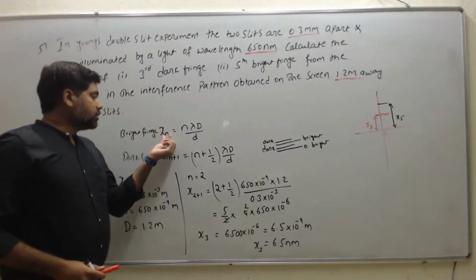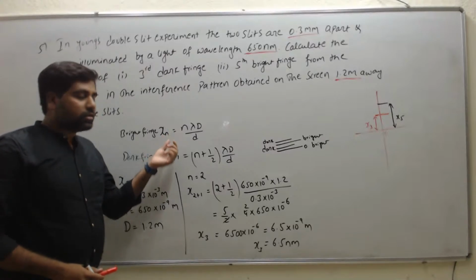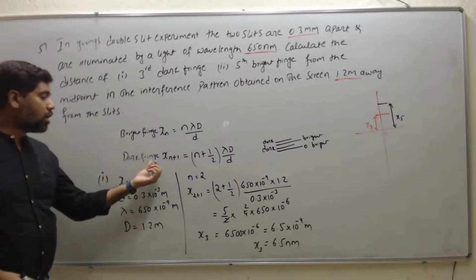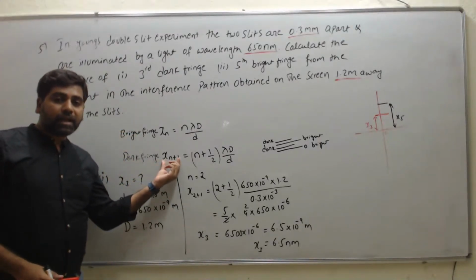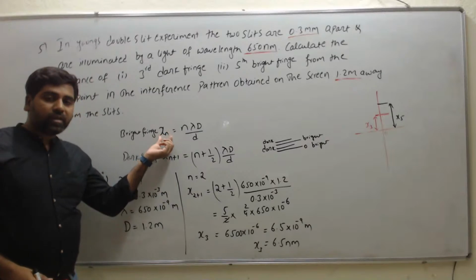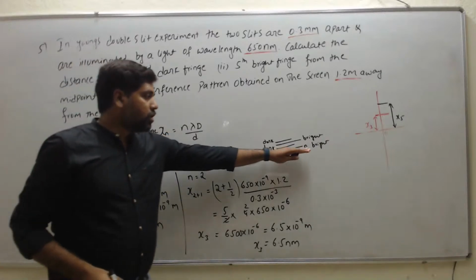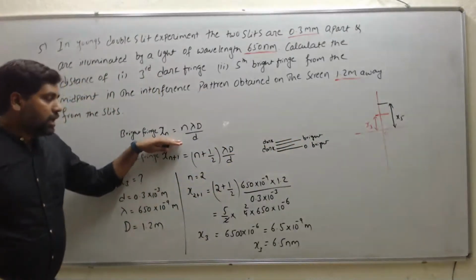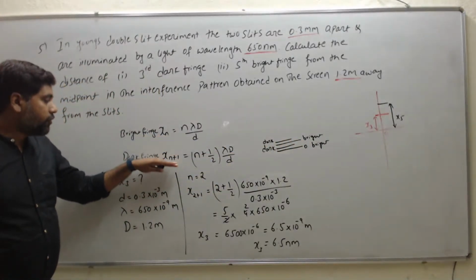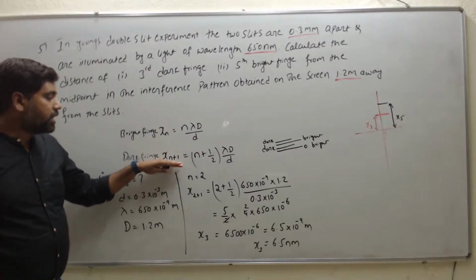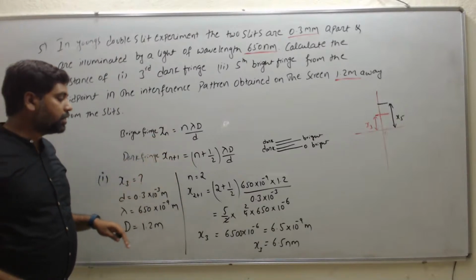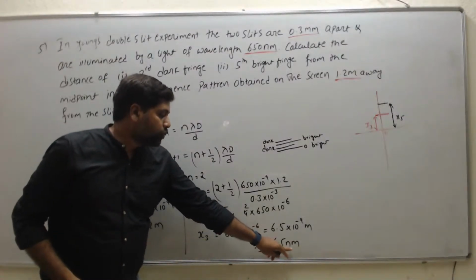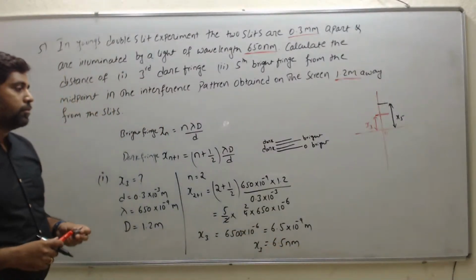So if we directly substitute here, we get the wrong answer. That's why we have to check for the dark fringe and for the bright fringe. So for the dark fringe, it is always xn plus 1. The first one is the bright fringe, because at the center we have the bright fringe. After that, the next consecutive is the dark fringe. That's why we take n plus 1, right? So this is for the dark fringe. x3 is equal to 6.5 nanometer.